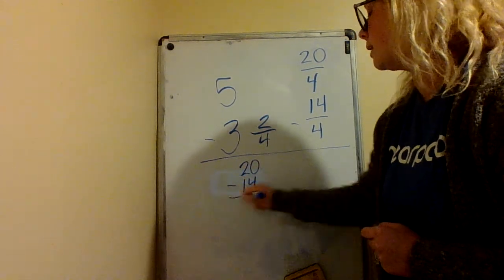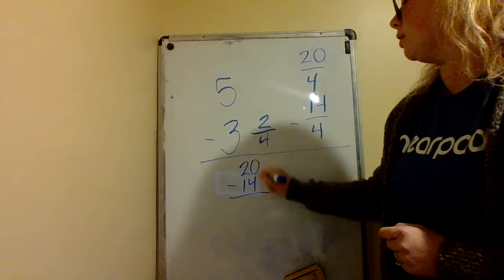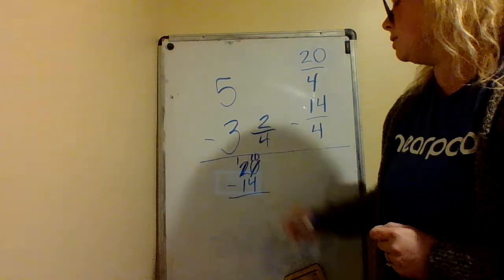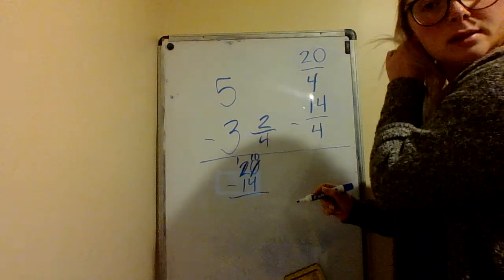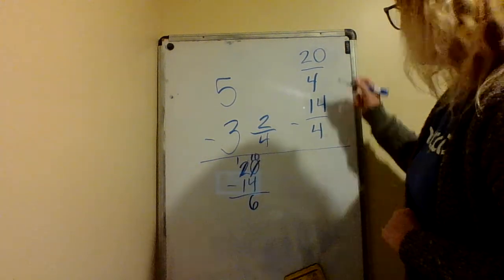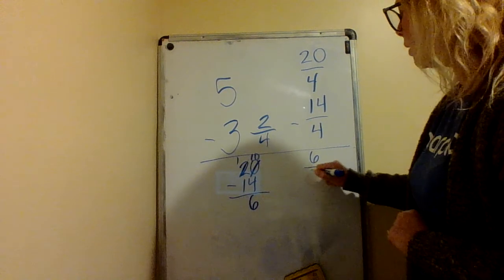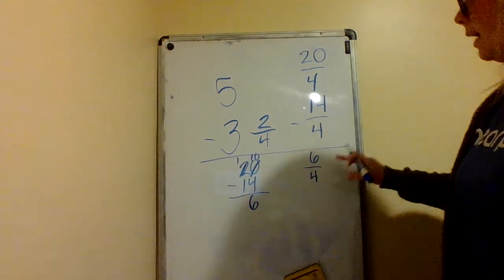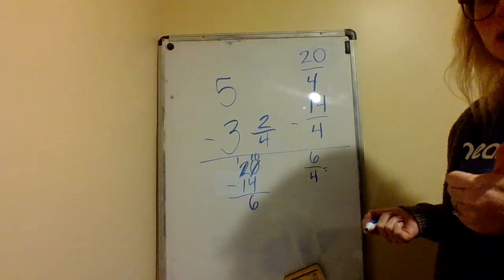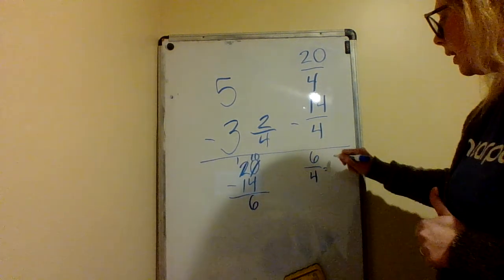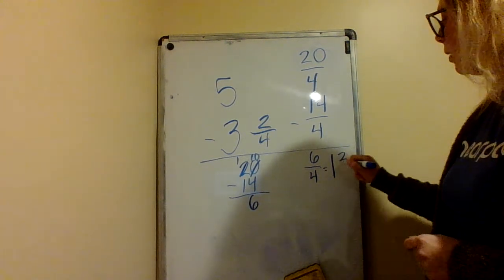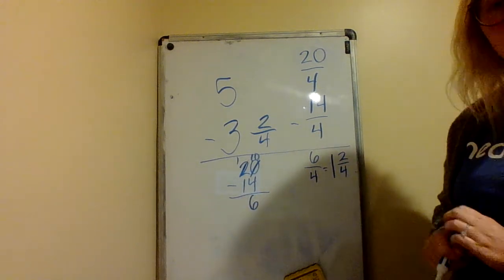Do it over on the side. Can't do 0 minus 4, so I'm going to regroup. I have 1 ten now and 10 ones. 10 minus 4 is 6 and 0 tens. So now we have 6 fourths. And to change it to a mixed number, think of multiples of 4. 4, 8. 8's too high, so 4 we can do 1 time, and then 5, 6. So 1 and 2 fourths, or 1 1/2.